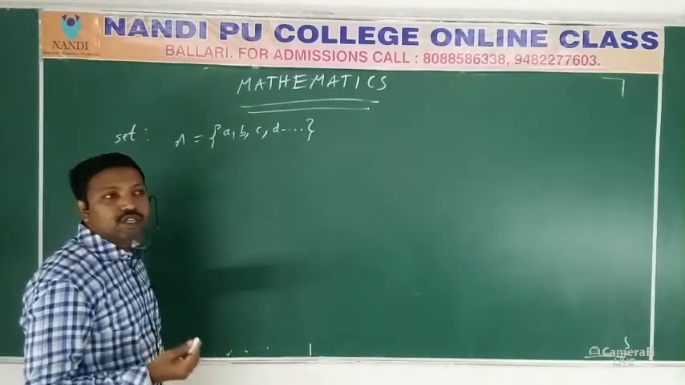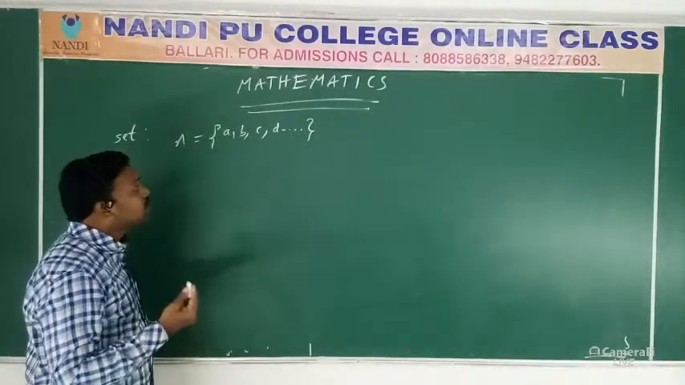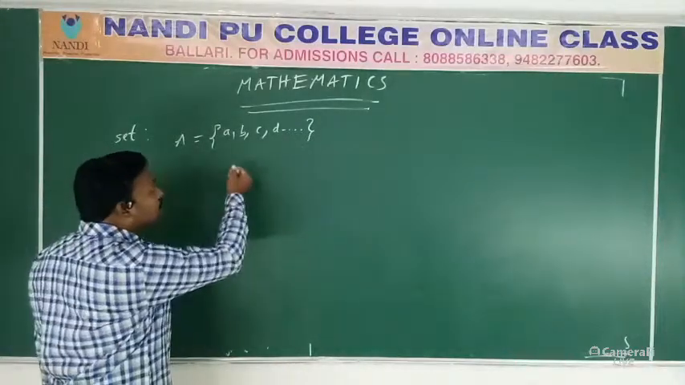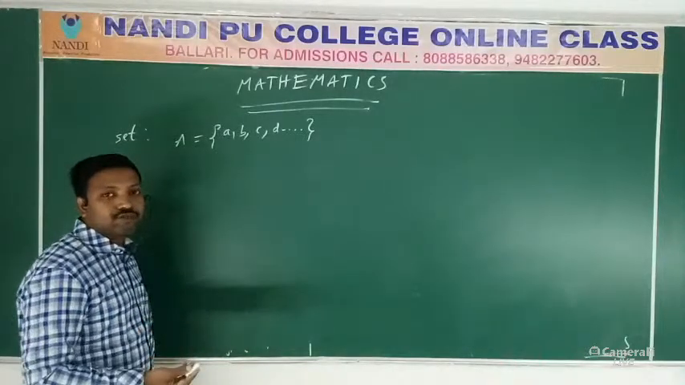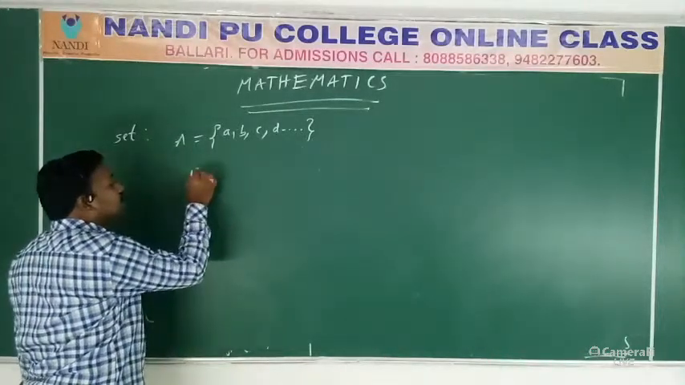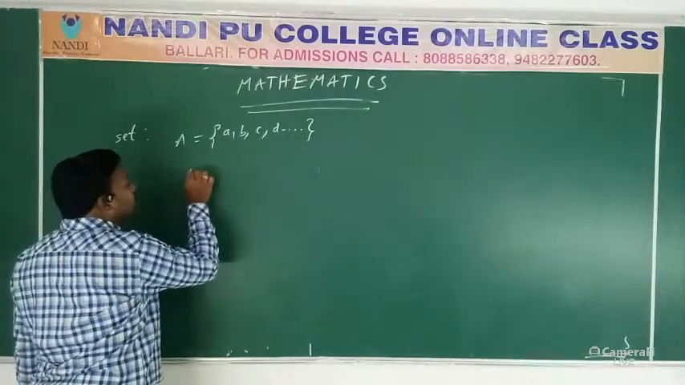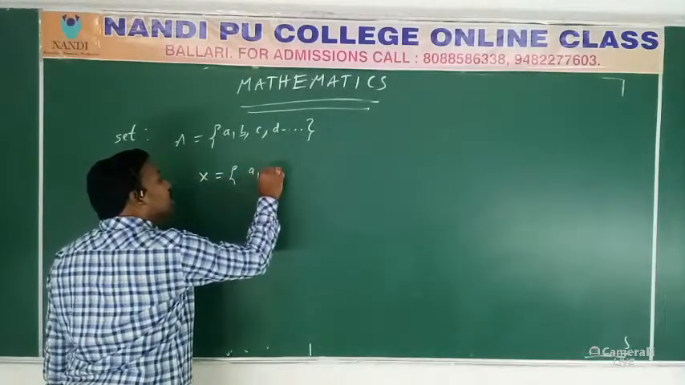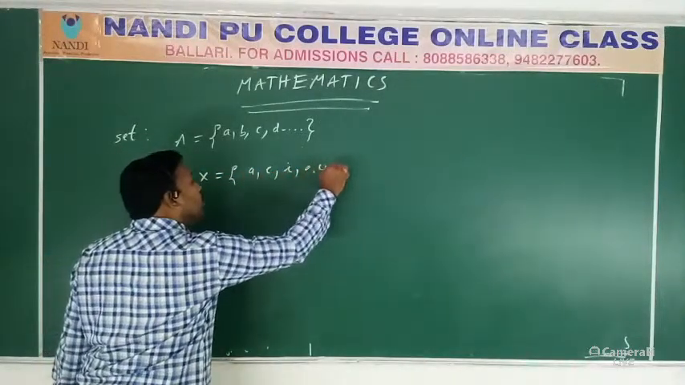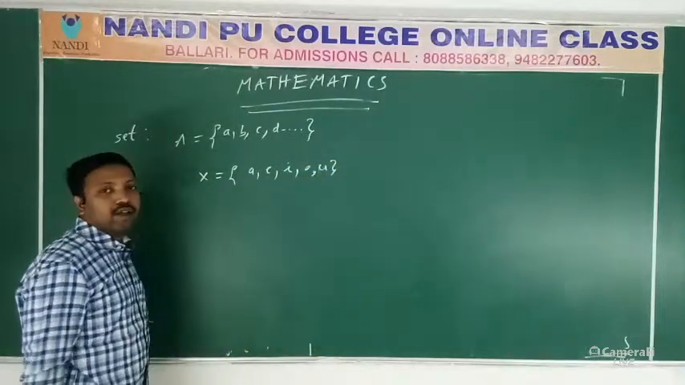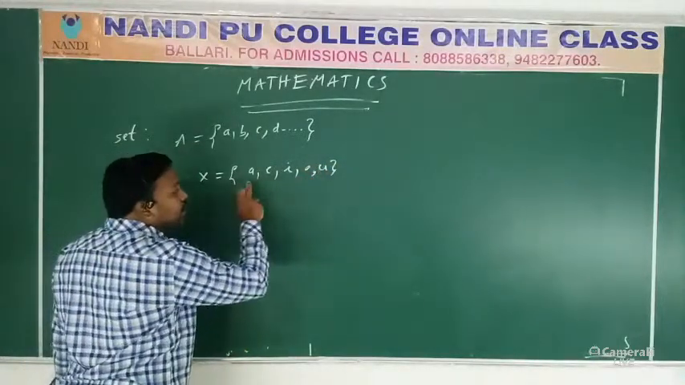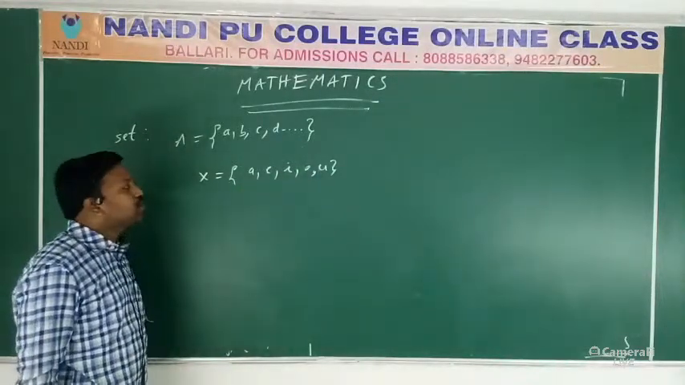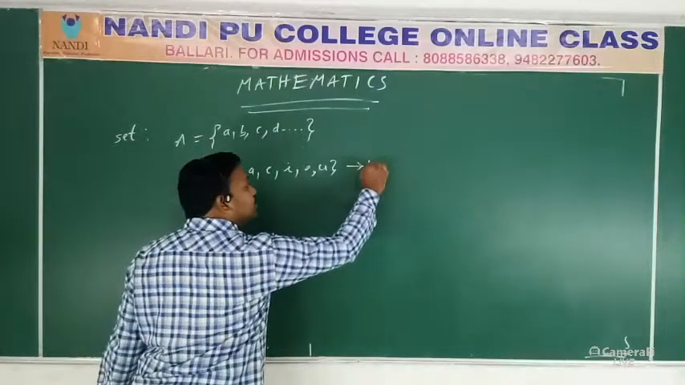What is the first form? The first form is roster form. What is the meaning of roster form? If we represent the elements separated with commas, that form is called roster form. Suppose we take X is equal to the set A, E, I, O, U. So this is one set. We have written it in the form of elements separated using commas. This form is called roster form.